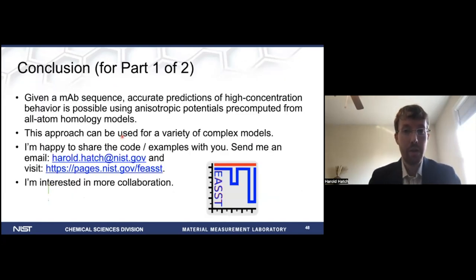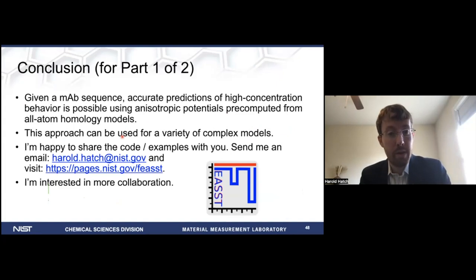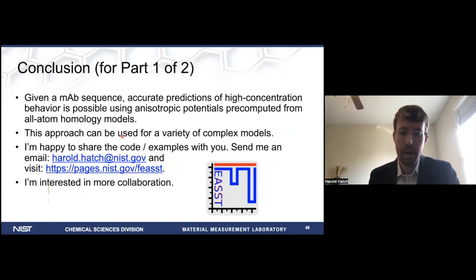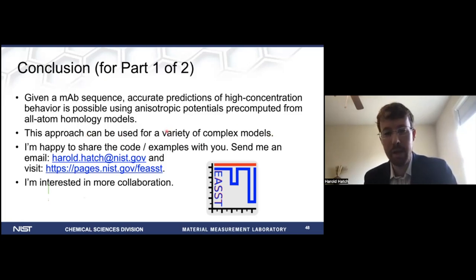So to conclude the first part of this talk, I'd just like to say that given just the mAb sequence and some atomistic force field taken from the literature, we're able to use this coarse-grain approach without any adjustable parameters to make accurate predictions of the high concentration behavior of the antibodies that we're using, with these pre-computed coarse-grain models. So this approach is actually useful for a lot of complex models, not just antibodies even.